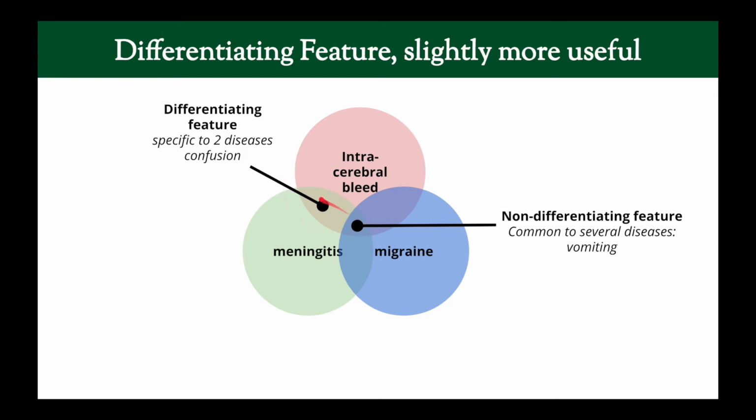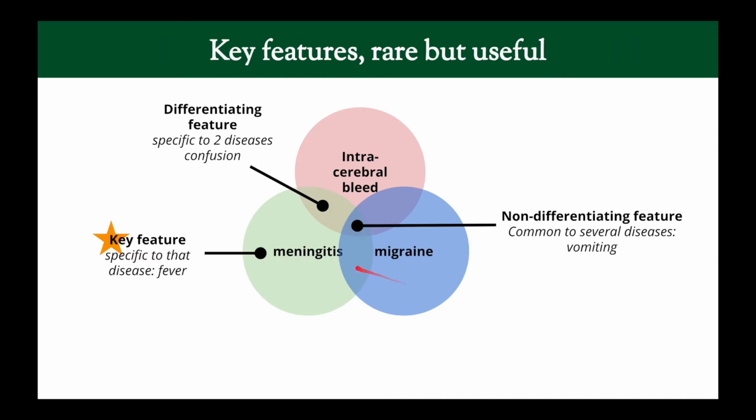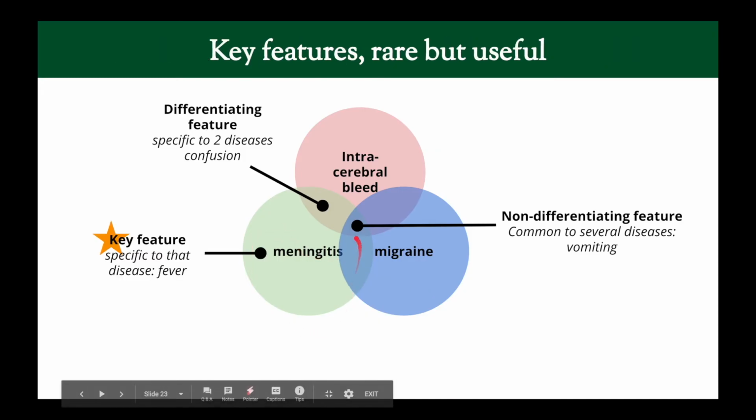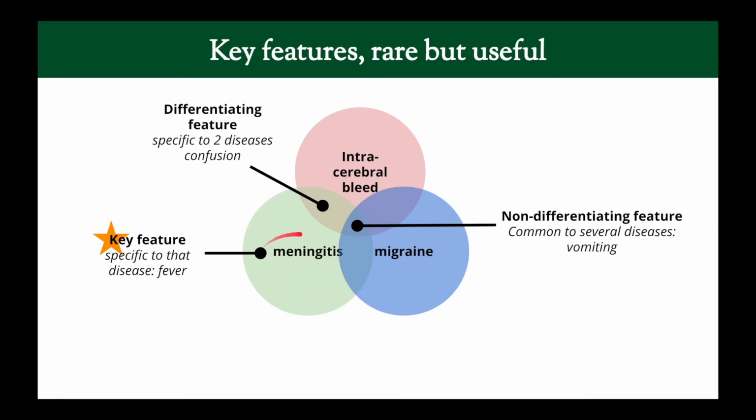A feature that is common to only two of the diagnoses is called a differentiating feature. So in this case, someone who's confused probably doesn't have migraines. And a key feature is specific to only one of them. So in this case, fever is only common with meningitis and not with these two diagnoses. So meningitis becomes more likely, intracerebral bleed and migraines become less likely.